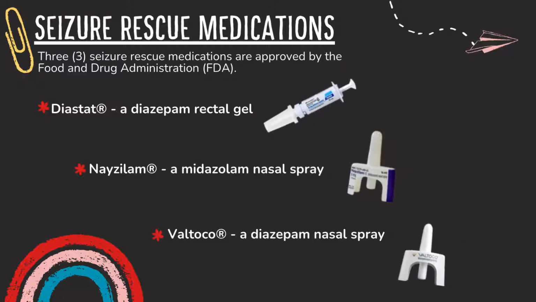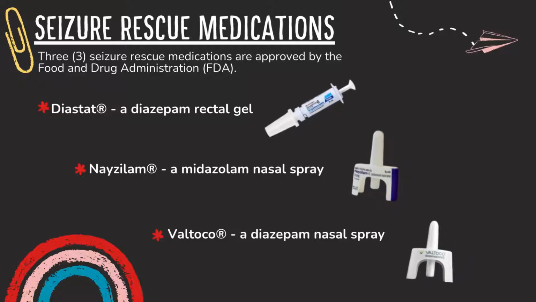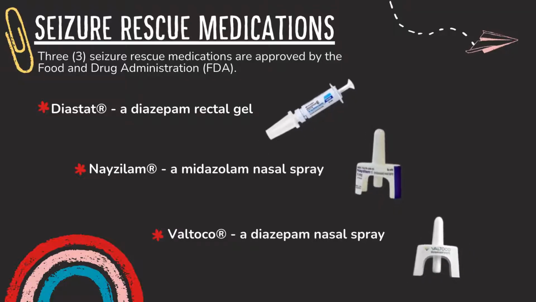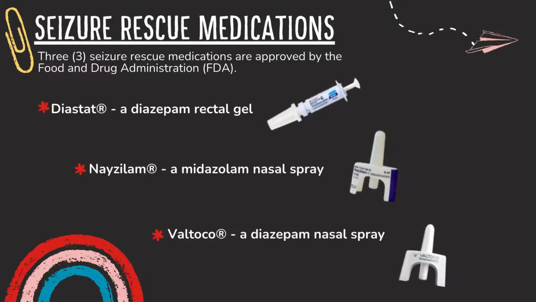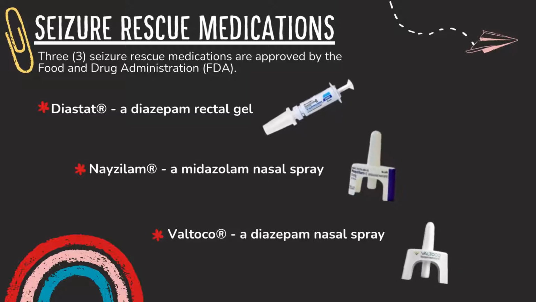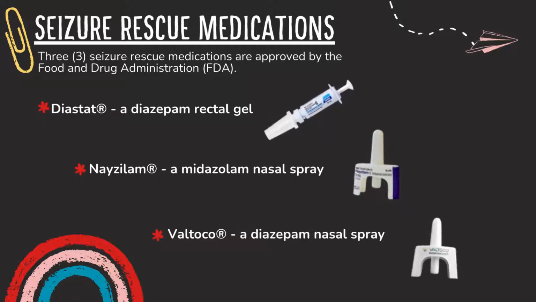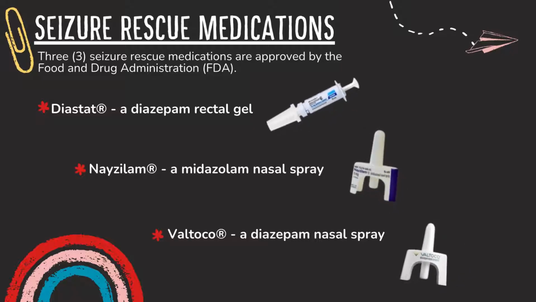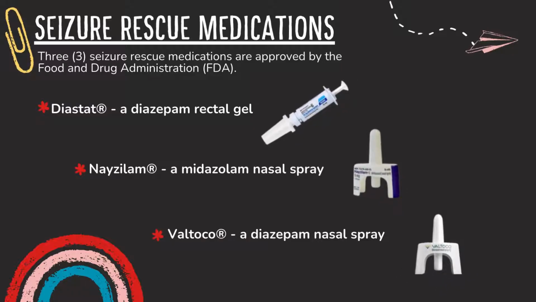They can also be used to prevent breakthrough seizures during periods of high risk and emergencies. Most seizure action plans indicate rescue medication should be given after a seizure lasts a certain amount of time, which is why timing the seizure is a critical component to first response. There are 3 seizure rescue medications currently FDA approved.